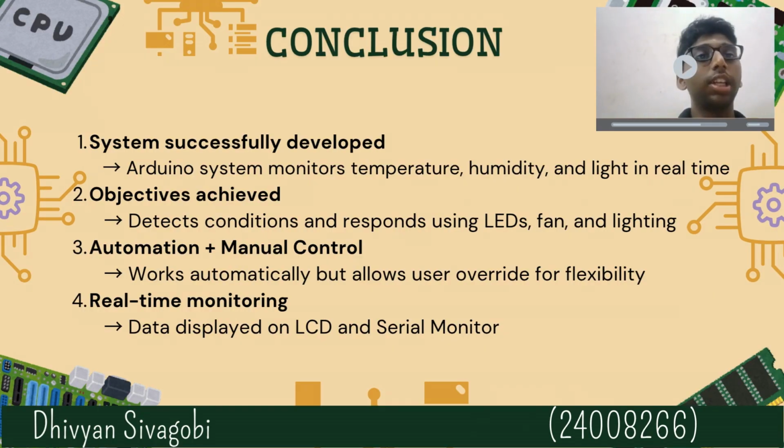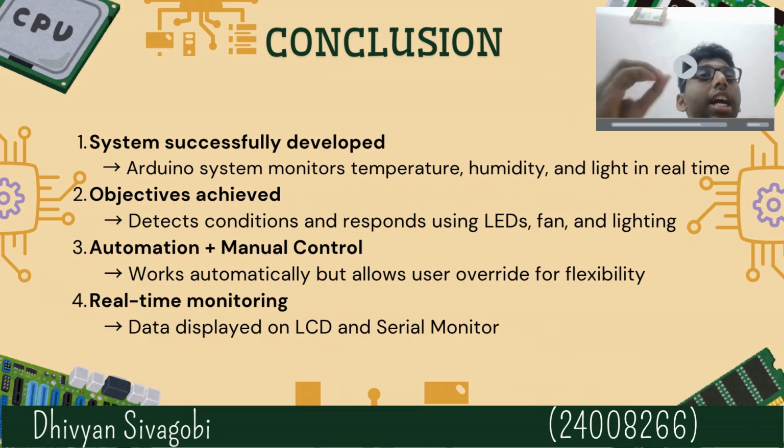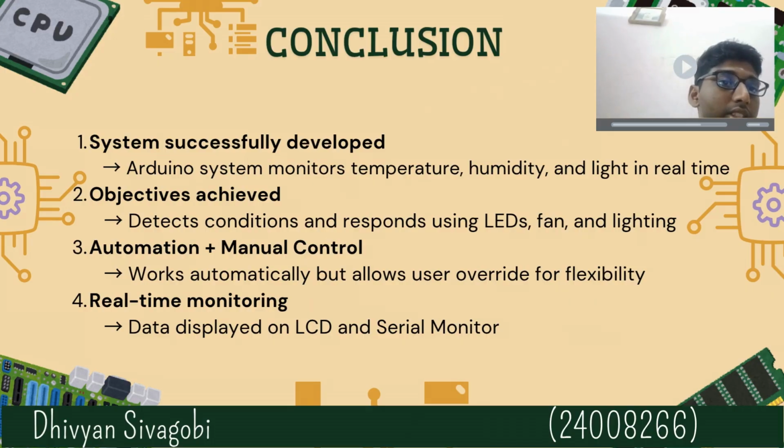So based on our project on the smart indoor configuration system, we conclude that the system has been successfully developed, where the Arduino system monitors temperature, humidity, and light in real time. Not only that, the objectives have been achieved, where it detects conditions and responds using LEDs, fans, and lighting. The automation and manual control have also worked, where it works automatically but allows user override for flexibility. At the end, it has real-time monitoring, where the data is displayed on the LCD and serial monitor, showing whether the temperature is high or low, whether the light is dark or bright, and even whether the mode is auto or manual.